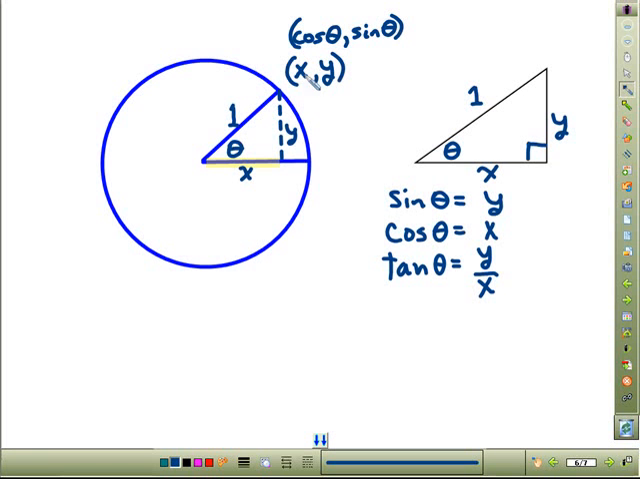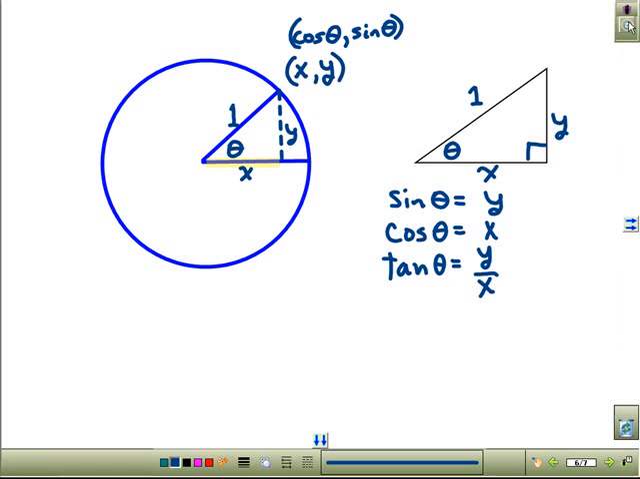Now, let's look here. If sine is y, what is cosecant? What would be cosecant? Remember the relationship between cosecant and sine. It would be 1 over y. That's right. If sine is y, then cosecant is 1 over y. They're reciprocals, right? Now what about secant? Secant would be 1 over x, that's right. And what about cotangent? It would just be x over y. That's right, x over y.